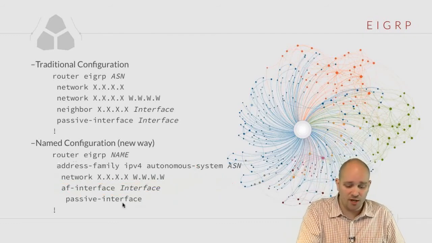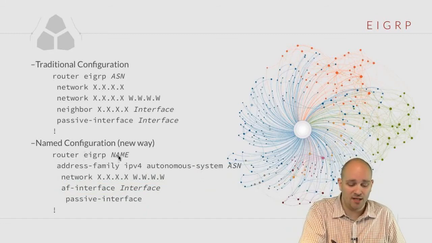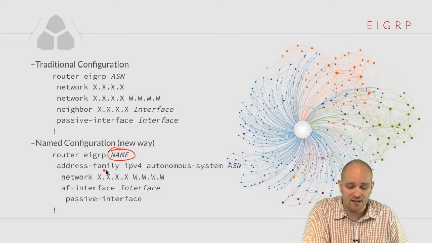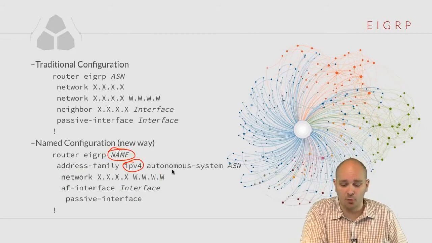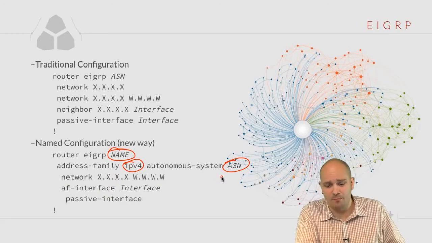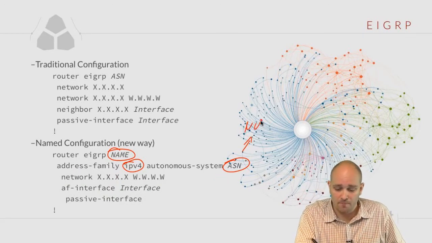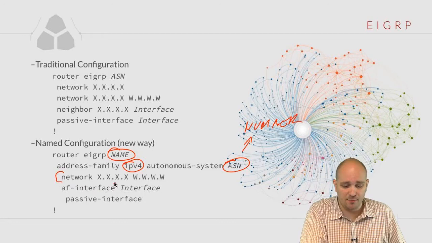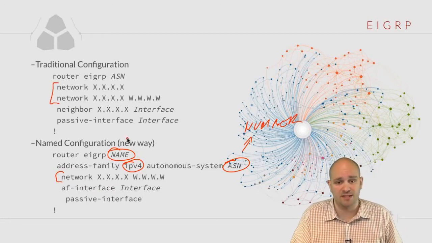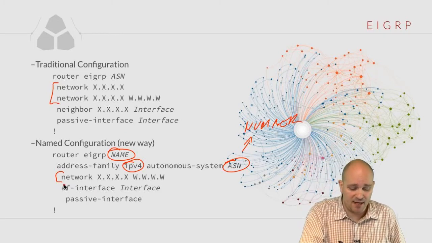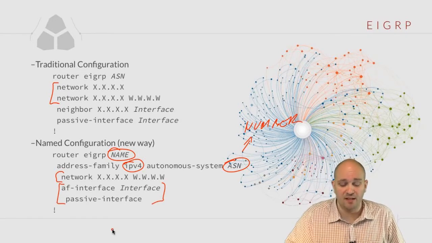So in this configuration here, what I have is router EIGRP and then the name. The name can be just about anything. And then I'm saying for address family IPv4, run in autonomous system ASN, whatever that number would be. So this here is going to be the AS number we are going to use. Then again, I can use the network statement, and keep in mind that both network statement formats are still supported with the new configuration mode, and then I can have any number of AF interface commands.